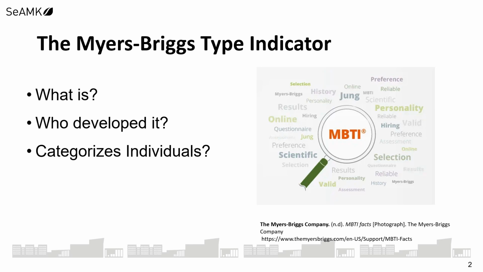The MBTI categorizes individuals into one of 16 personality types, based on how they prefer to interact with the world, process information, make decisions, and organize their lives. Understanding these preferences is essential for improving interpersonal communication and fostering personal and professional growth. MBTI is based on 4 key dimensions that define how we perceive and respond to the environment.